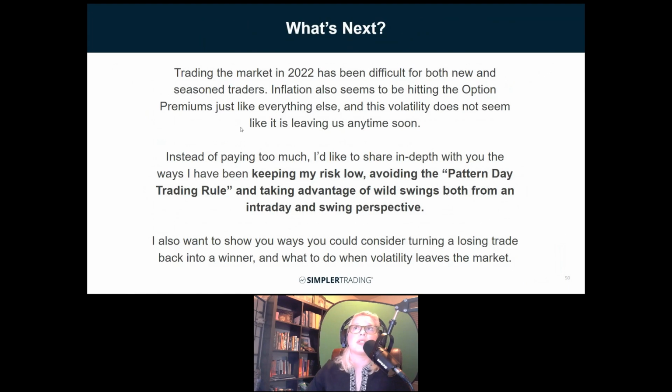So, trading the market in 2022 has been difficult for both new and seasoned traders. Inflation also seems to be hitting the option premiums just like everything else, and this volatility does not seem like it is leaving us anytime soon. So, instead of paying too much, I'd like to share in depth with you the ways that I have been keeping my risk low, avoiding the pattern day trading rule, especially for those of you who have small accounts and want to take advantage of that, as well as, of course, the wild swings, both from an intraday and a swing perspective.